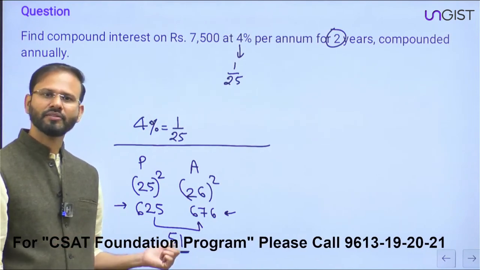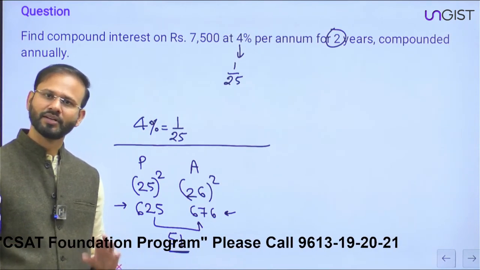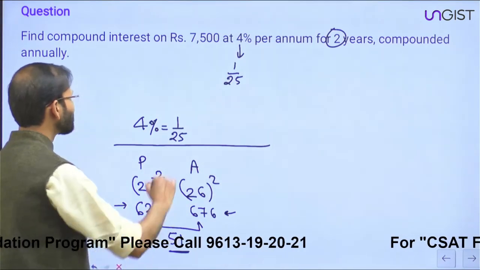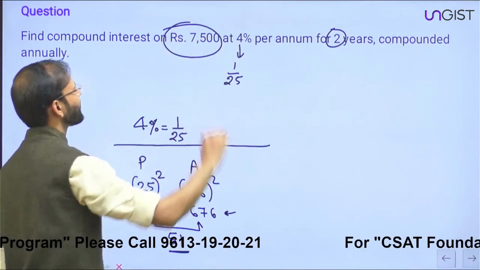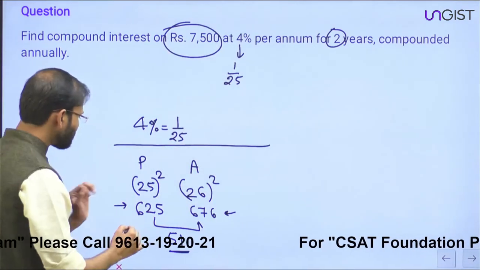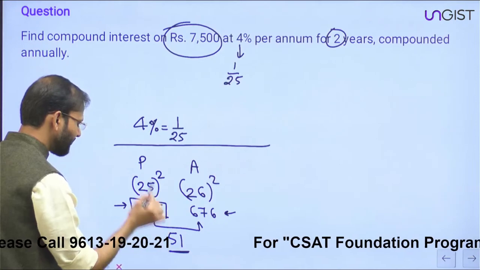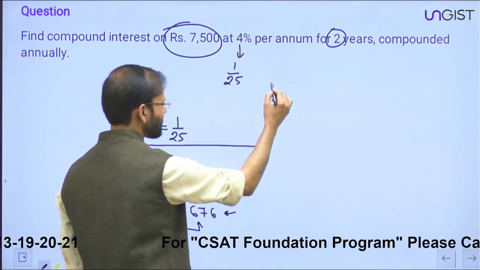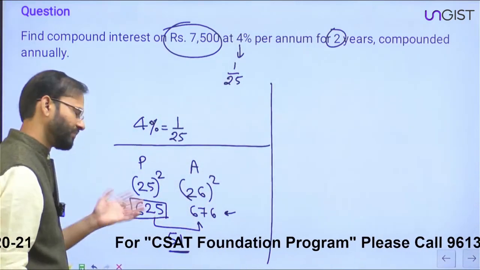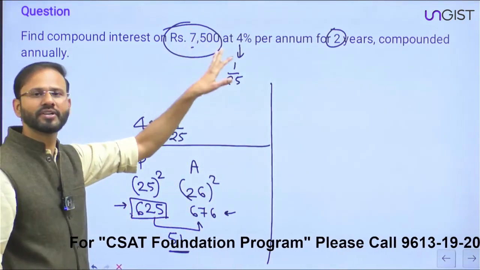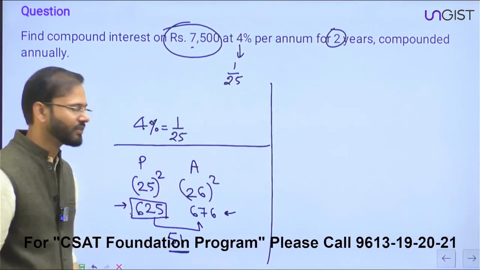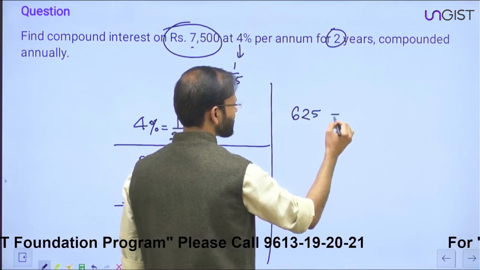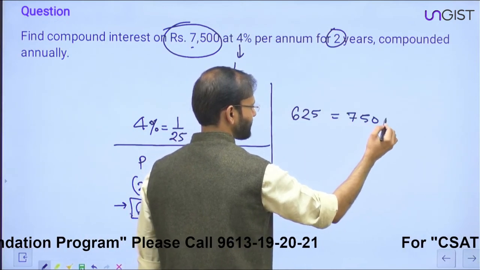Guys, okay? 51 is the interest, clear? Now guys, the question is saying what? The question is saying the principal is 7500, right? According to you, the principal is 625. So this is 625 units, guys, right? So the question is saying according to you this is 625, and according to the question it is 7500. So just try to equate them, right? So 625 units is equal to 7500, right?